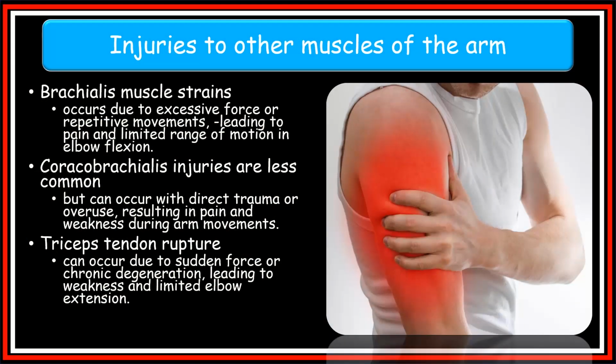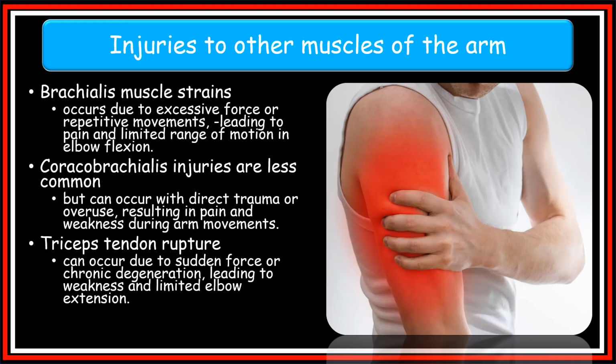There can be other injuries that can also affect other muscles. One of them is brachialis muscle strain. How does this happen? There could be excessive force or other repetitive movements on the brachialis muscle. And when this happens, it could lead to pain and limited range of motion, because some of these motions are accompanied with pain. And we know such motions as elbow flexion. I hope somebody remembers the major work of brachialis. Yes, elbow flexion. We can also have injuries to coracobrachialis, but this is less common.